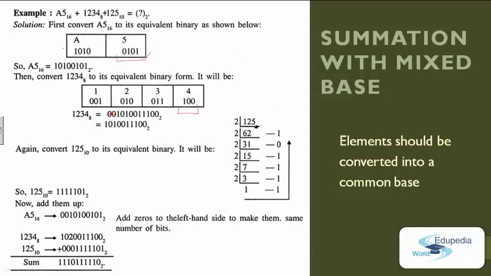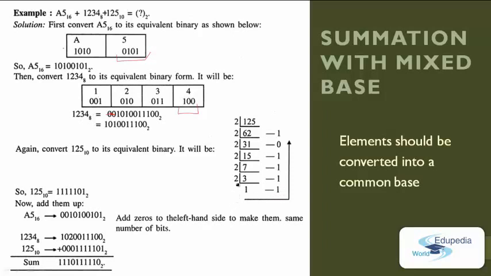Here, 125 divided by 2. The quotient is 62 and the remainder is 1. Now we divide 62 by 2, the quotient is 31 and the remainder is 0. Now we divide 31 by 2, the quotient is 15 and the remainder is 1. Now we divide 15 by 2, the quotient is 7 and the remainder is 1. And we divide 7 by 2, the quotient is 3 and the remainder is 1. Then we divide 3 by 2, the quotient is 1 and the remainder is also 1.